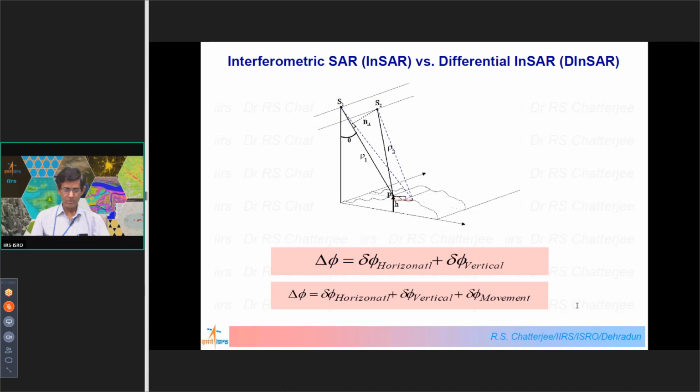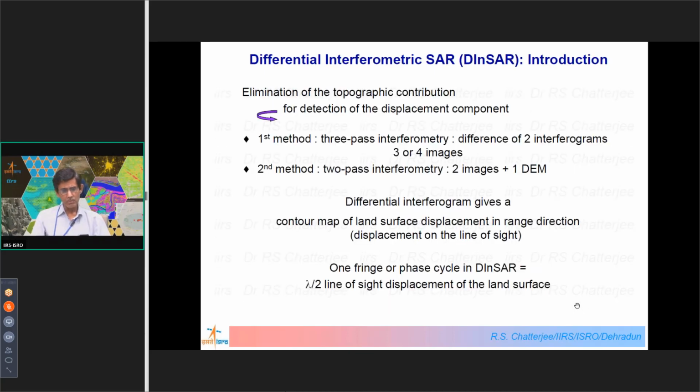Now from this total delta phi, we need to remove the horizontal phase because of the horizontal distance difference, and the vertical phase because of the height of the target, the relative height difference of the neighboring targets. So this del phi horizontal and del phi vertical we need to remove, and then we will get del phi movement, which will represent the phase difference due to the movement of the earth surface due to an earthquake, or the crustal deformation between earthquakes. So we need to eliminate the horizontal phase and the topographic phase contribution for detection of the displacement component.